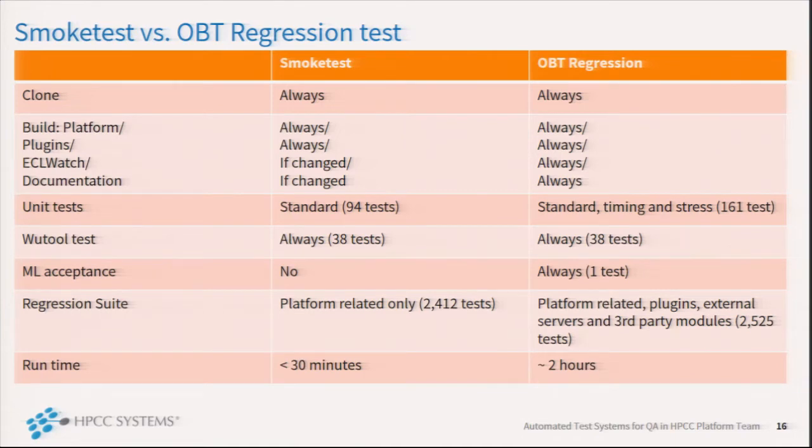There is a different number of tests, because in the smoke test we never test the plugins and third-party components. In the overnight build test, we do everything. We test Cassandra, we test Python, embedded Python, everything we need. And you can see the times, so there are huge differences in time.